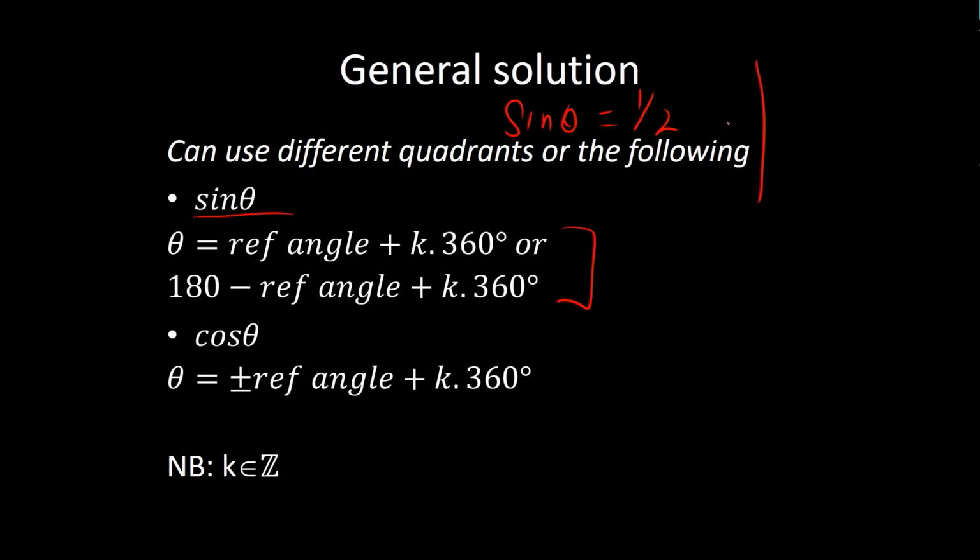You will say, because I'm looking for where sine theta is positive a half, I'll get my reference angle. My reference angle will be 30 degrees, and I see I'm looking for where sine is positive, so it's in the first and the second. So my answers are going to be 30 plus k times 360. I know some of you prefer to write 360 times k. Please do it that way if you prefer.